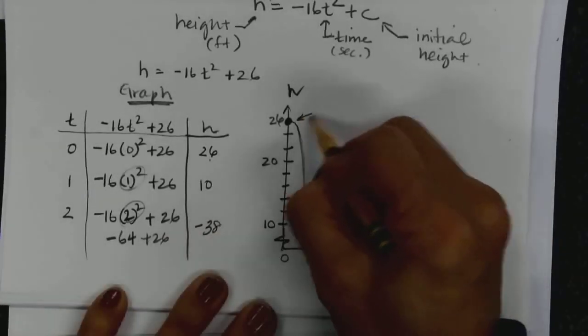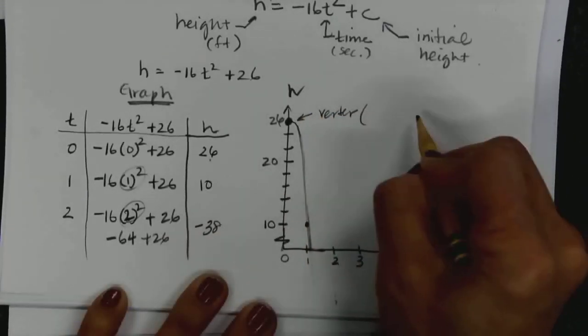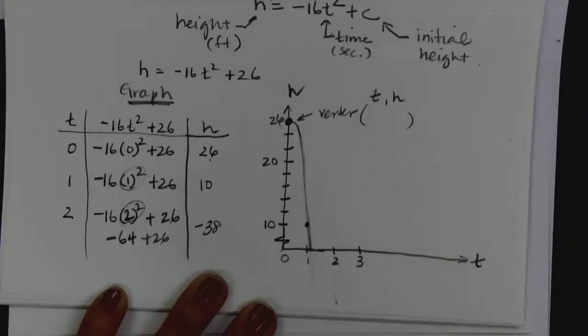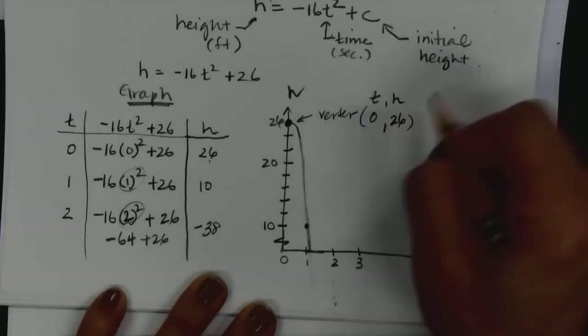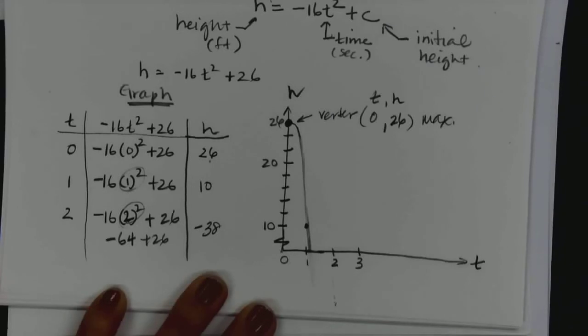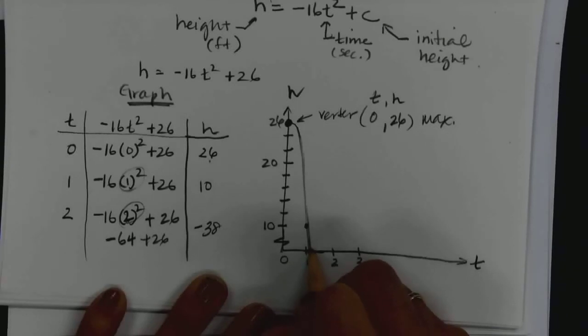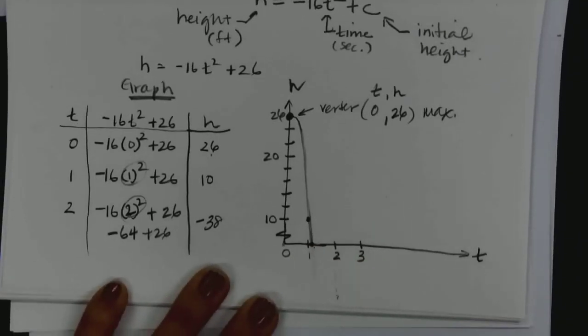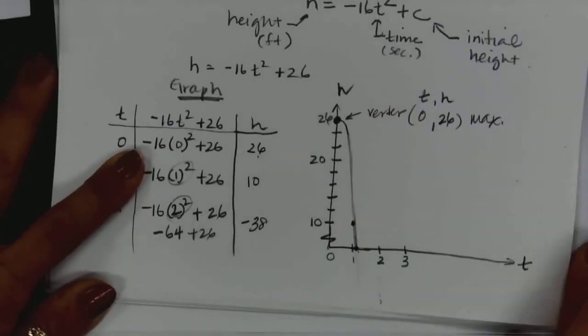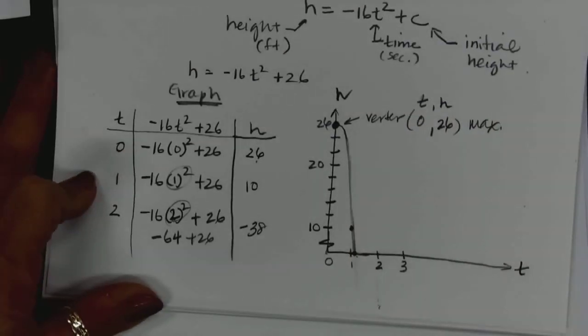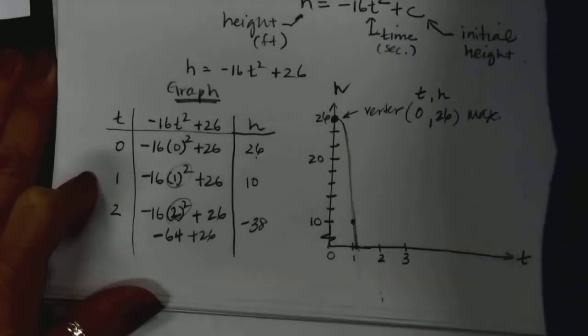Maximum. Here's my vertex. So what the vertex is telling you at t and h, right? At t equals 0, my maximum height is at 26 feet. Maximum height. And later on, we're going to learn what this point is right here. That's when the ball hits the ground. And we're going to figure that out in section 5. But everybody understand how to graph this using a table and labeling, right? Any questions? No. All right, I'm done.